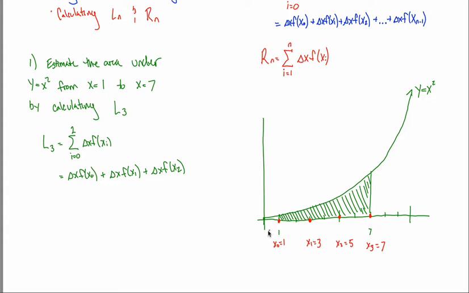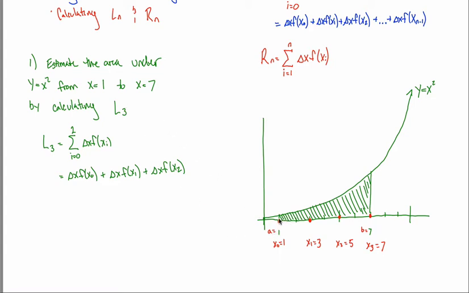It's worth pointing out that a is also 1 and b is also 7, because a and b always correspond with x naught and x with the subscript of however many rectangles I'm using to estimate this area. So here's the start of my picture. I want to draw rectangles using these points. The way I want to draw these rectangles is by figuring out their height based on their left endpoints.